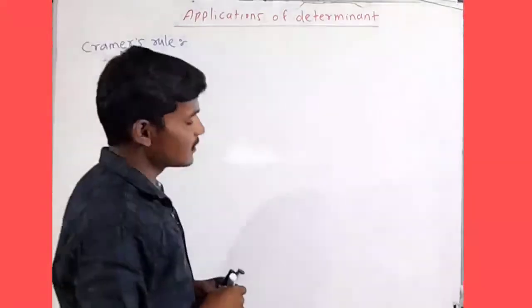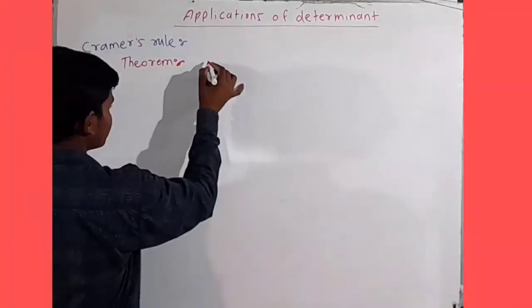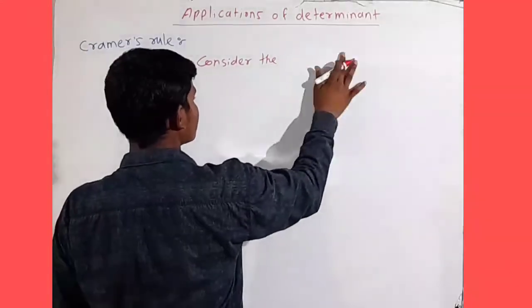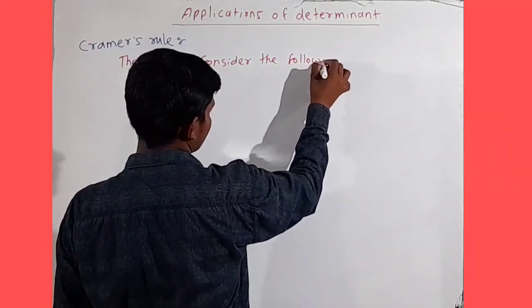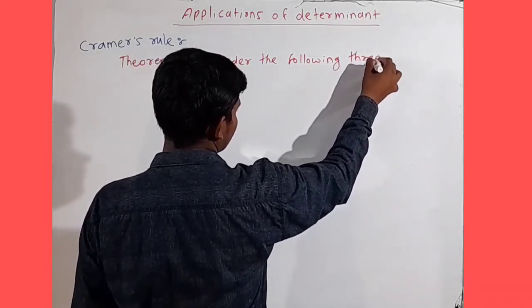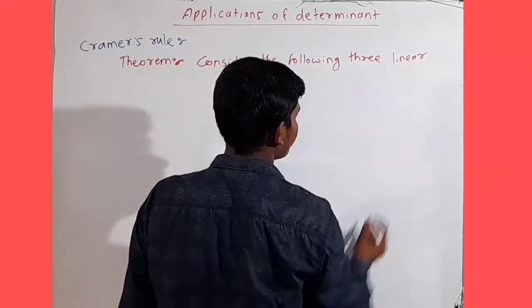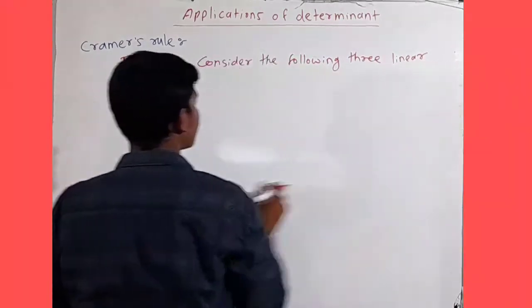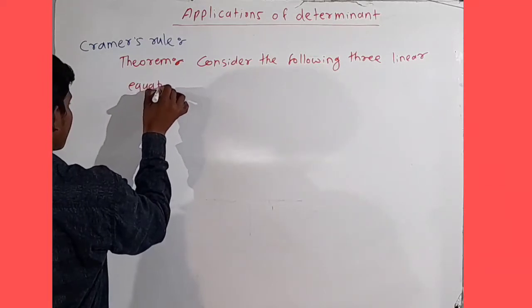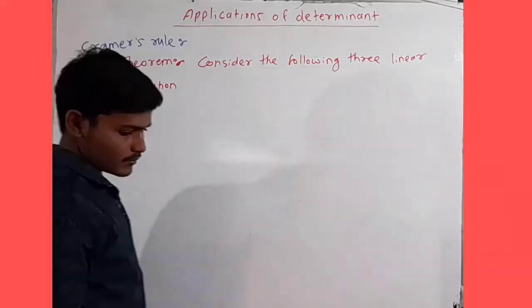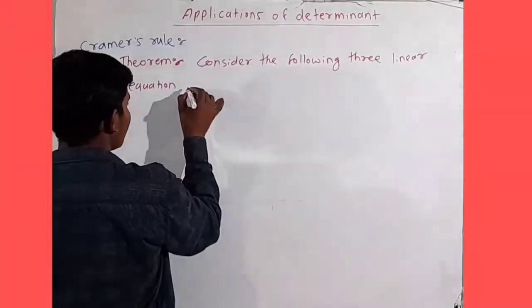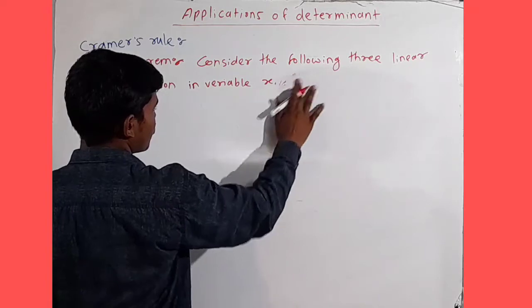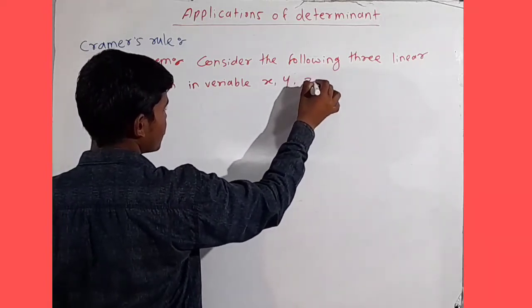And the theorem says that consider the following three linear equations in variables x, y and z.